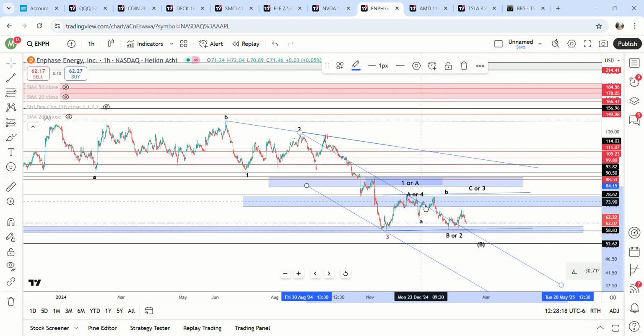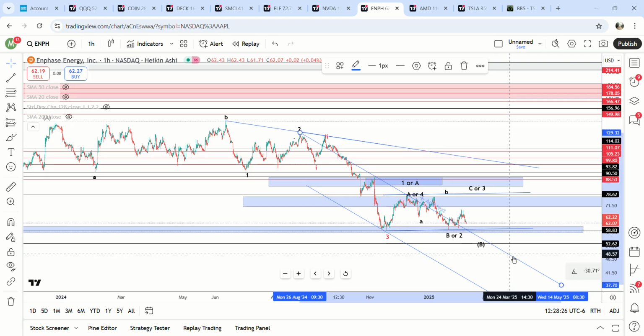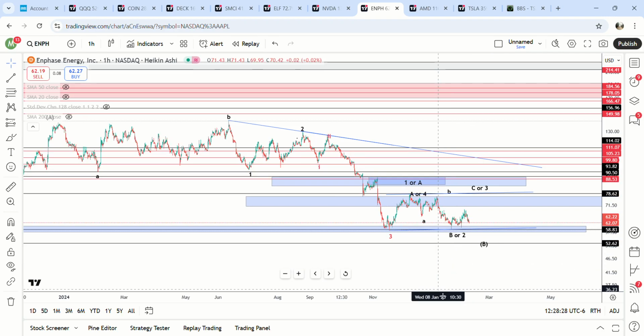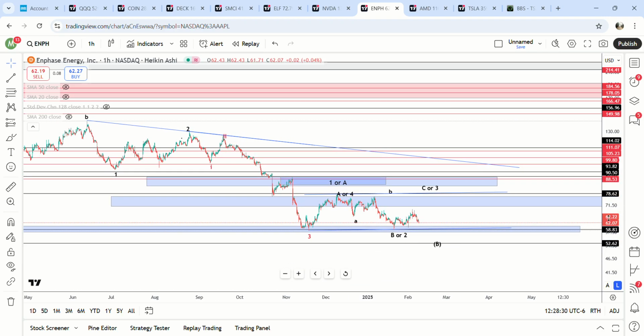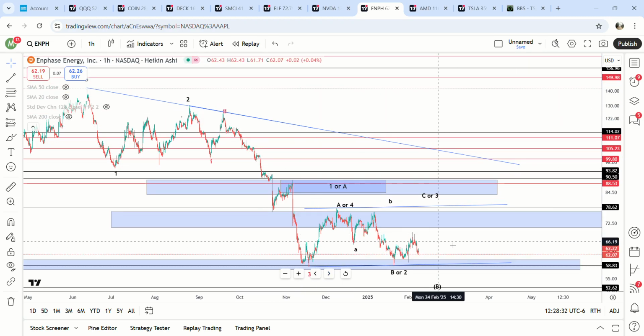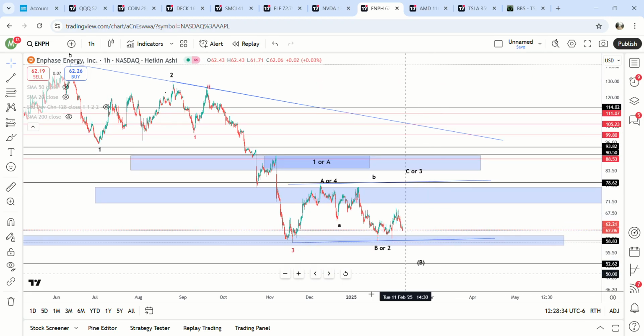So actually, when I draw the parallel line, it also kind of makes me think that this is still in a B wave. So we'll watch. Is it diagonal, or are we still going to have a C wave up? I'm not sure right now. We'll see. It does look like this is probably going to at least make one more low, though.